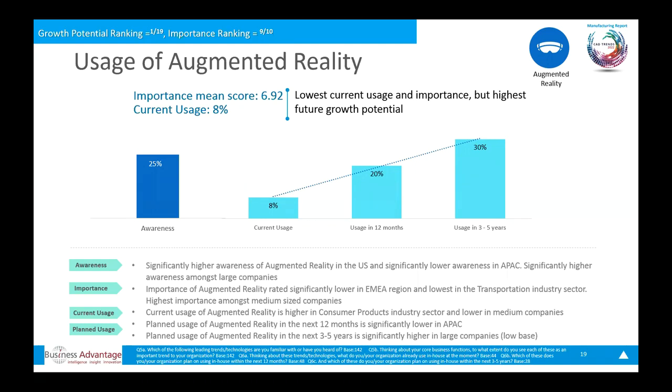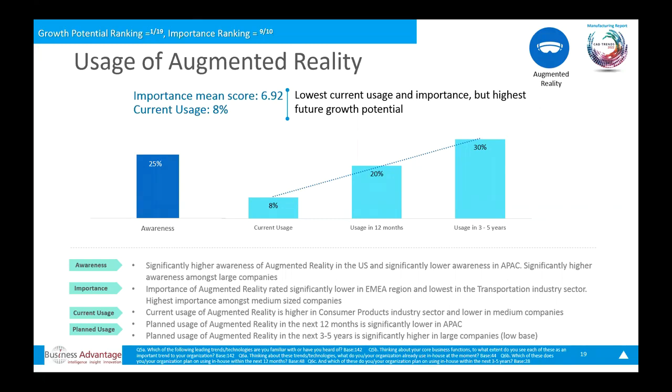Just to explain the layout of the slide, which will have a similar format for each trend. Awareness is shown on the darker blue chart on the left-hand side. Current usage, usage in 12 months, and planned usage in 3 to 5 years is shown in the paler blue charts on the right-hand side. The text below will call out differences by geography, by company size, by industry sector, or job role.